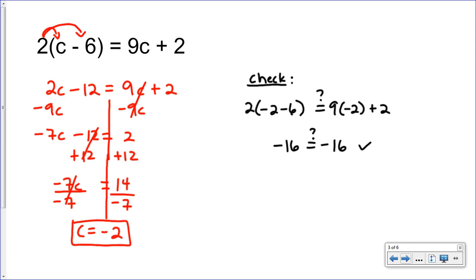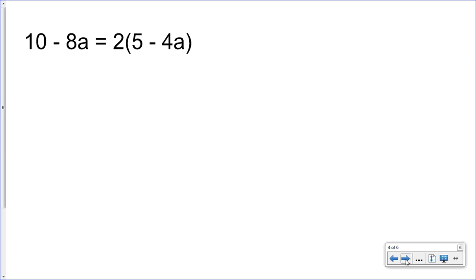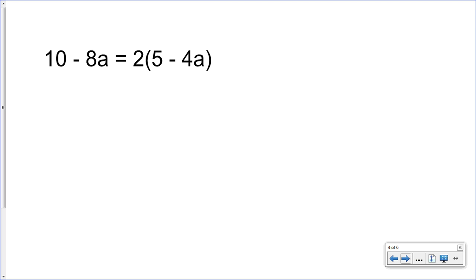We have a few special cases that we're going to look at now. So I don't know that this is a special case just by looking at it. I need to work it out, and then we'll see why it becomes a special case. Okay, so on the left side, there's no simplifying I need to do. There's no parentheses or like terms I need to combine on the left. On the right, there's parentheses, so I need to make sure I get rid of those first. So I'm going to distribute. So that is 10 minus 8a. I'm going to copy down the left side.